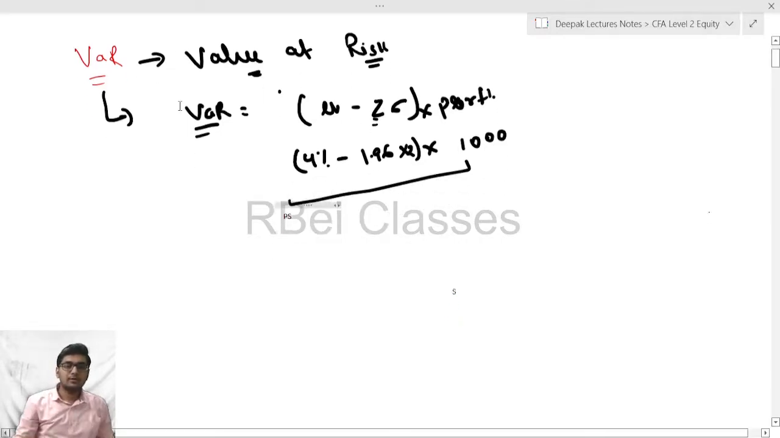Next, very important point, what are the four properties of the coherent risk measure? Write down the four properties of the coherent risk measure. Number one is monotonicity. Second point, subadditivity. Third point, positive homogeneity. And the fourth point, write down translation invariance. Clear? These are the four properties of a coherent risk measure.